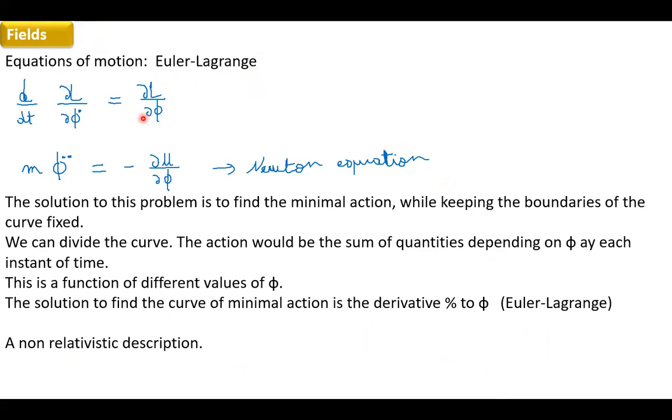in classical mechanics, written as d over dt, dL over d phi dot. Phi dot is d phi over dt. Phi dot is the derivative of phi as a function of time. So here the phi dot is d phi over dt. So it's d over dt, dL over d phi dot, that is equal to dL, or the partial derivative of L over d phi.